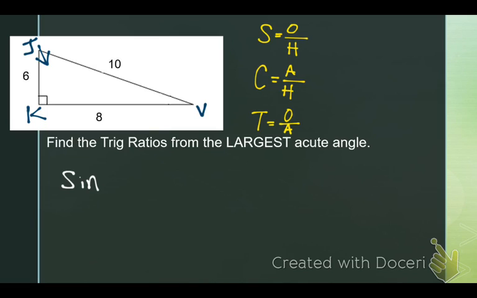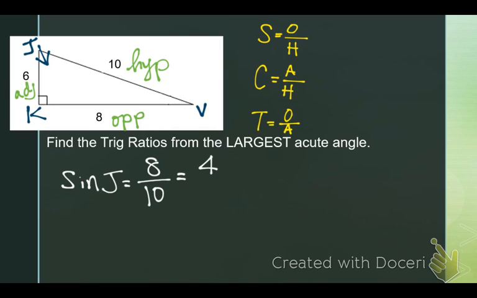All right, so what is the hypotenuse of this right triangle? 10. Did that change? No. But what did change? The opposite. What's opposite now? 8, which makes 6 my adjacent. All right, so let's find sine from what angle? From J. Sine from J is opposite over hypotenuse. So opposite is 8 over 10.